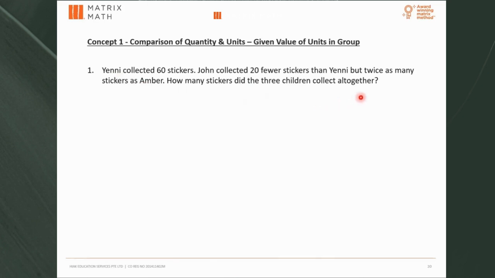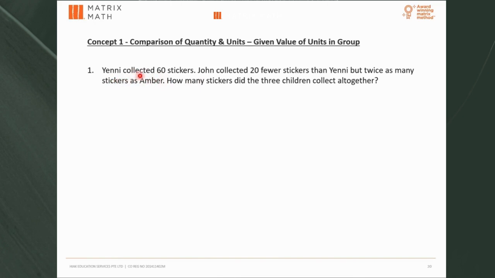So if you look at this question, we have three people, Yenny, John, and Amber. Now, this is a comparison question because we have the word fewer than and the word twice. Okay, so for a comparison question, you may think that I must draw a model, right? Now, in this case, it may not be necessary to draw a model because they already give us the number of stickers for one of the people. Okay, and they actually give us the stickers for Yenny.